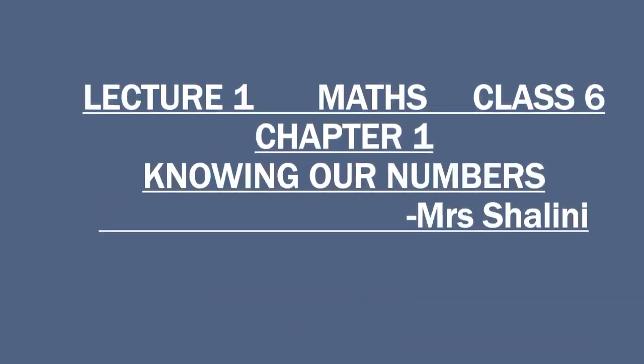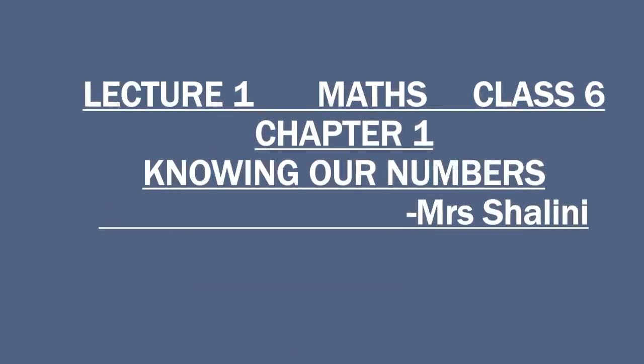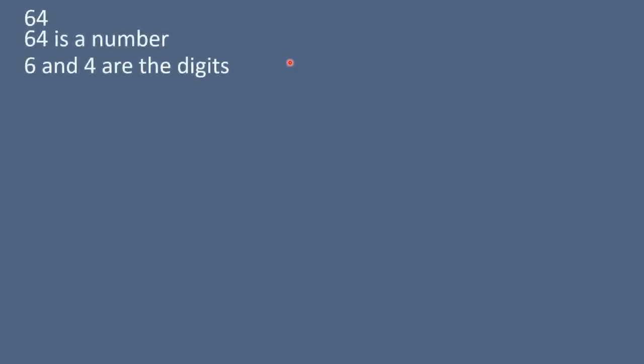Welcome to Lecture 1 of Maths, Class 6, Chapter 1, Knowing Our Numbers. How do we make a number? We make numbers with the help of digits. Here I have written 64. 64 is a number. 6 and 4 are two digits.